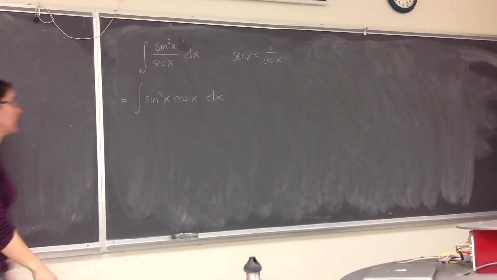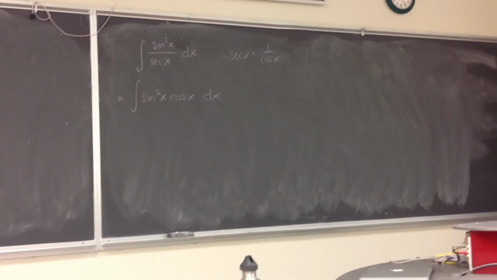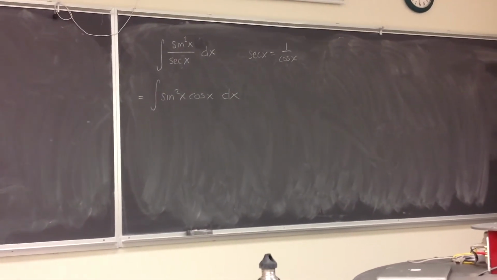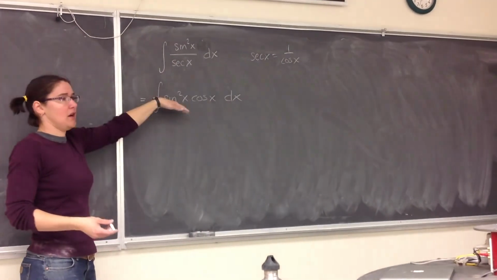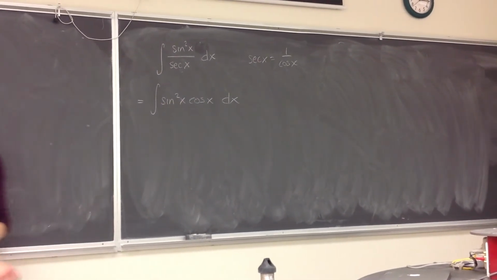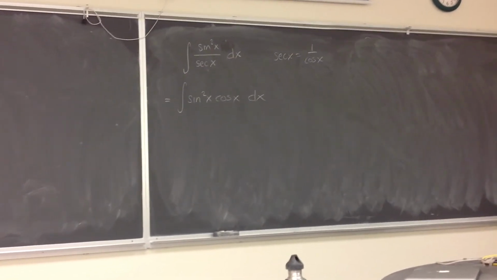Okay, so this seems like a really good option to start out with: let's get rid of those secants, let's turn everything into sines and cosines. And so sine squared x over 1 over cosine. Once we flip that fraction in the denominator, we get sine squared x times cosine x. Any questions about that part?